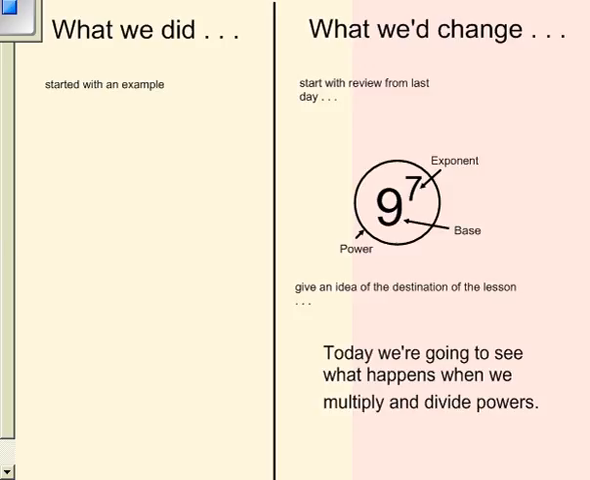So, the lesson study that we're presenting today is the one that I showed to you many months ago, and it was about exponent laws and using dice to generate exponent laws. Now, what we did is we started with an example, and what we'd change is we'd do more of a review from last day. So here we have a picture of the power with the base and the exponent, just so students have a review of what that all means. And this would give an idea of the destination of the lesson. So today we're going to see what happens when we multiply and divide powers.